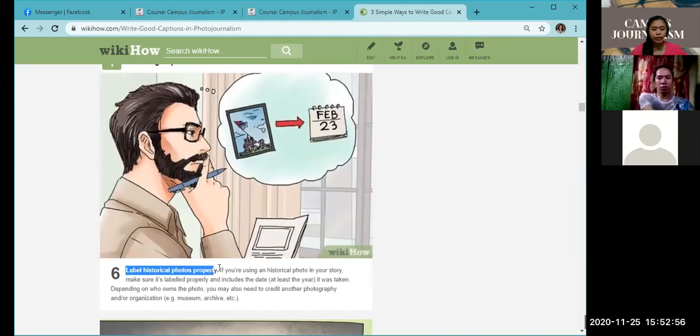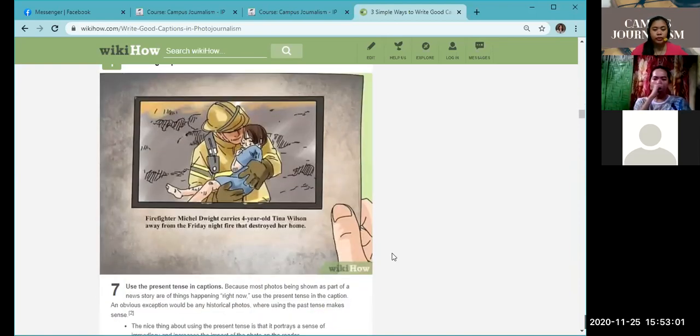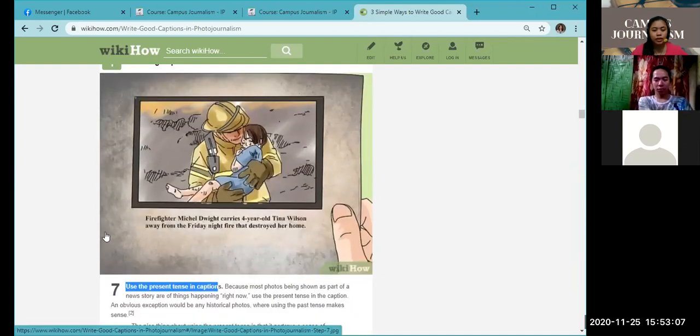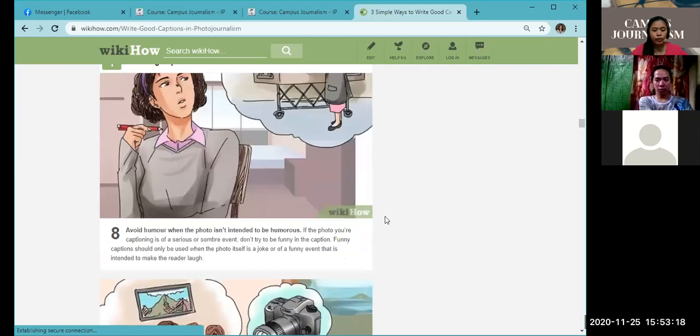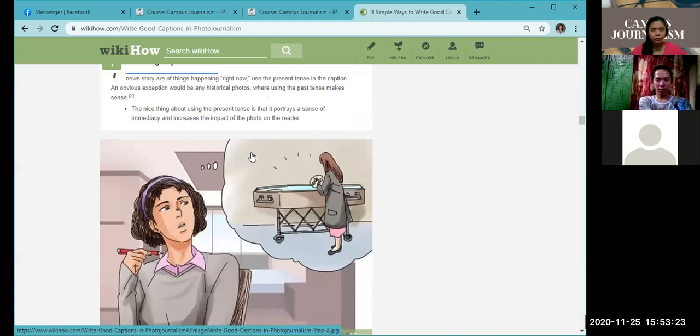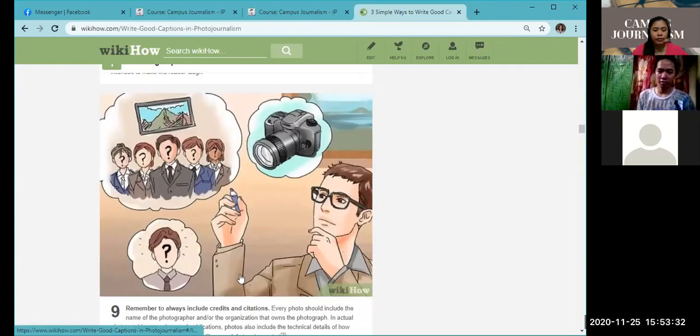And then label historical photos properly. So you should cite the date and the year where you've taken the photo. And then use the present tense in caption. So for example, firefighter Michelle Dwight carries 4-year-old Tina Wilson away from the night fire that destroyed her home. So it should be in present tense. And then avoid humor when the photo isn't intended to be humorous. Like for example here, if your photograph is about death or something, don't try to be funny. Okay, be sensitive enough.